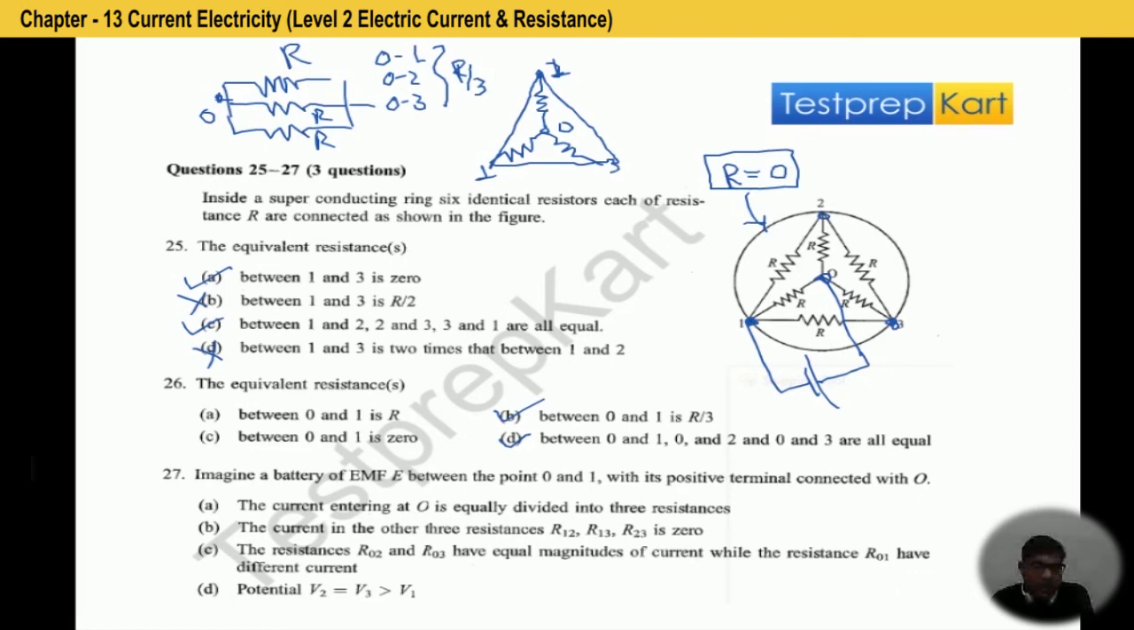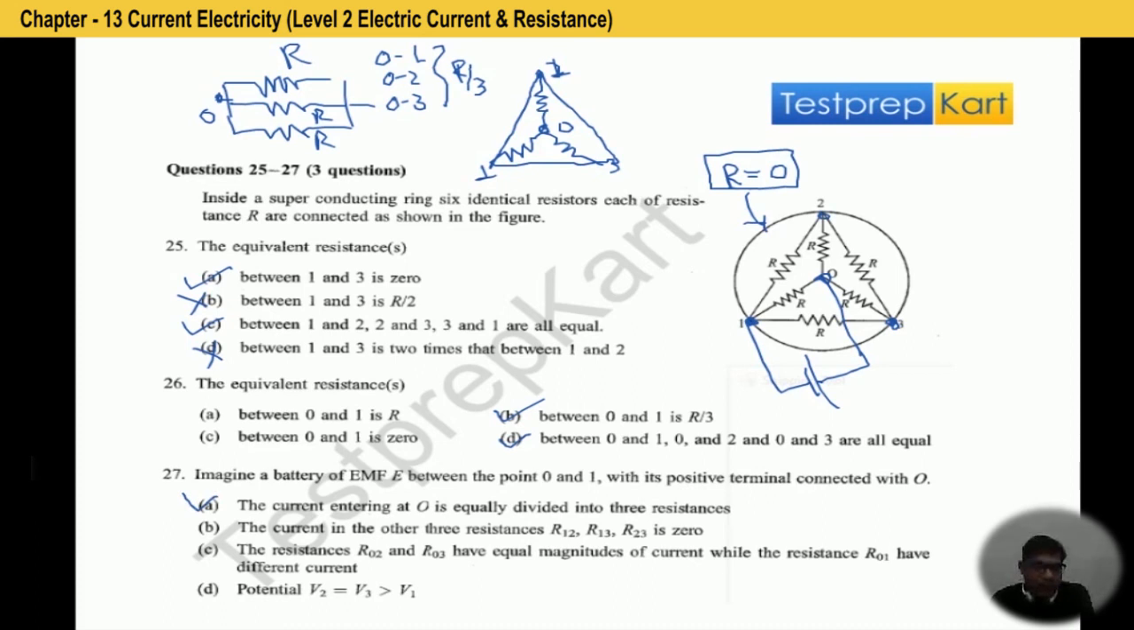First, the current entering O is equally divided in three resistances. So here we can see across point O there is three symmetric resistance. Okay, so current always get distributed according to the resistance connected in parallel combination. So if all resistance are same, then each resistance will have equal amount of current. So option A is right.